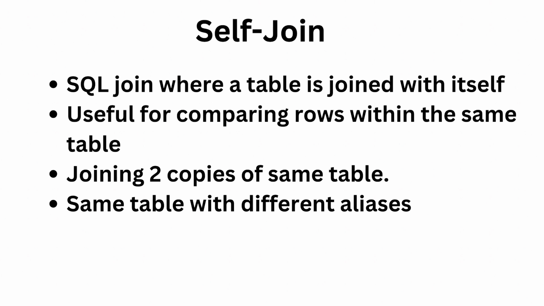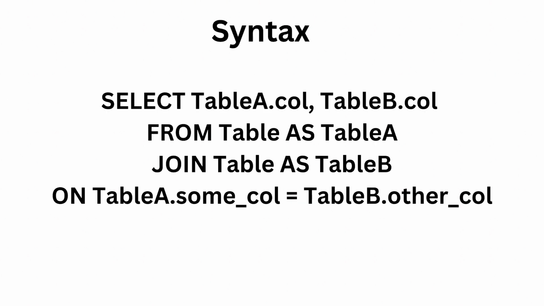So let's see a syntax example of this in order to see what I mean when I talk about the same tables being joined as well as those table aliases. Here we can see the syntax for a self-join. I'm saying select table A.column, table B.column from table as table A, join table as table B on table A dot some column matching to table B dot some other column.